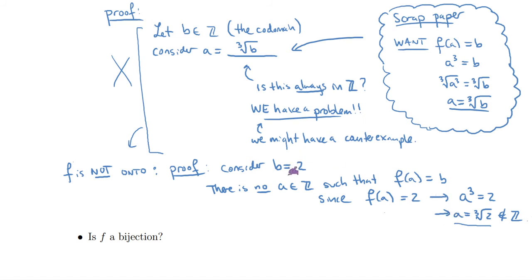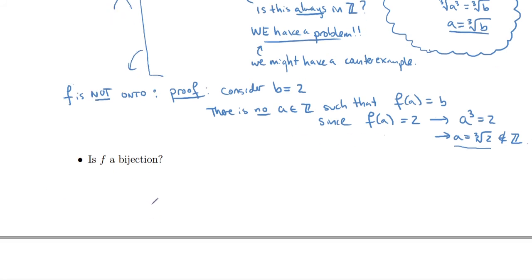There are some things that are definitely in the range. For example, if you pick a number that's a perfect cube. So if you pick b equals 8, that is a perfect cube, and 2 will map to that. 2 cubed is 8. So not everything is going to give you a counterexample. You kind of have to think about that a little bit. But some of this work revealed that to us. Okay, so is f a bijection? Well, no, since f is not onto.